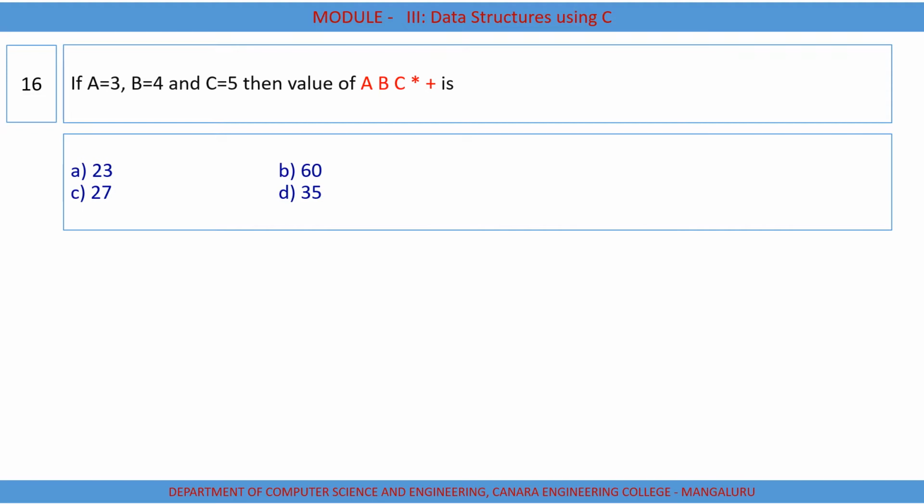If A is equal to 3, B is equal to 4 and C is equal to 5, then what is the value of A B C star plus? This is the evaluation of a postfix expression. You have to substitute 3 in place of A, 4 in place of B, 5 in place of C, then star and plus. As I already mentioned, you have to scan the postfix expression from left to right, and if the scanned symbol is an operand, then push it into the stack. So here A is an operand, that is 3 will be pushed, then 4, then 5.